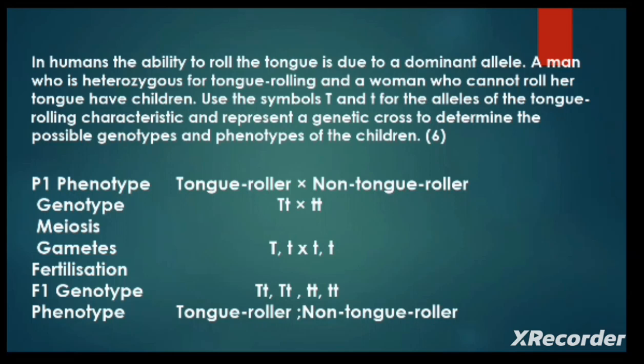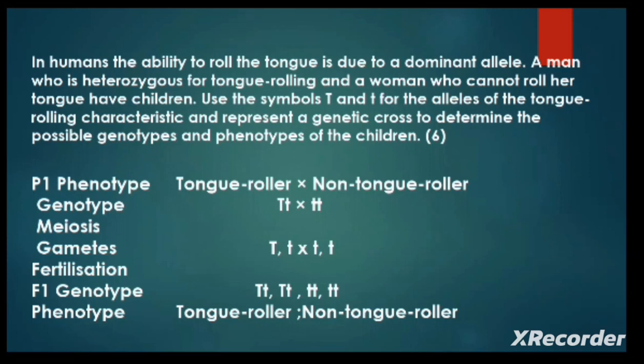And then being able to roll a tongue is controlled by which allele? A capital letter, a dominant allele. And then not being able to roll a tongue, it's obvious that it is recessive over being able to roll the tongue. So let's see if they've given us the symbols they want us to use.